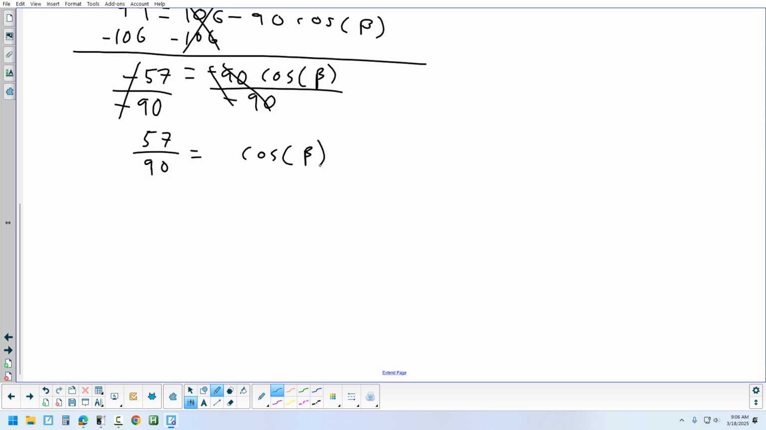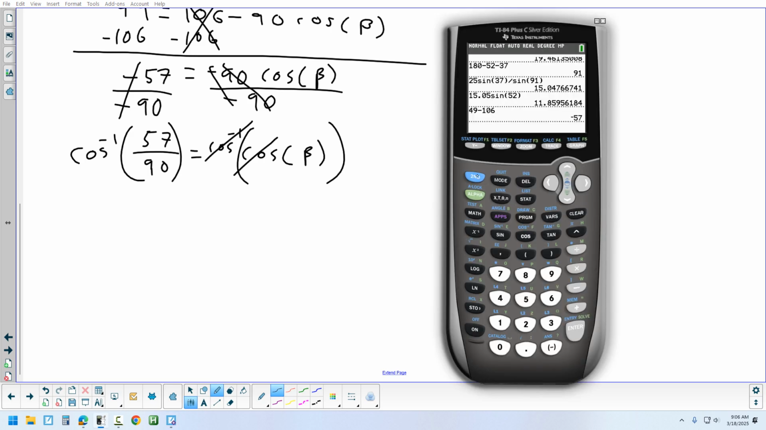And my last step? Take the inverse cosine on both sides. Yep, perfect. Take the inverse cosine. That's going to cancel a regular cosine. And now we need to type that in. Okay, so inverse cosine of 57 over 90. So if all the sides are given to you as integers, there is no reason to have to round anything in this problem until you get to the very last step. Okay. So the angle for beta is 50.704.